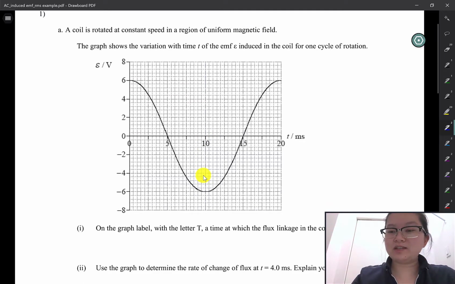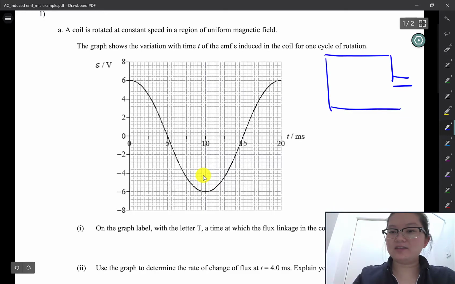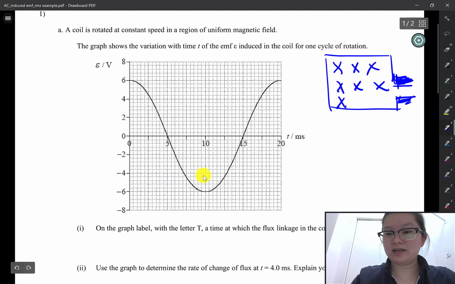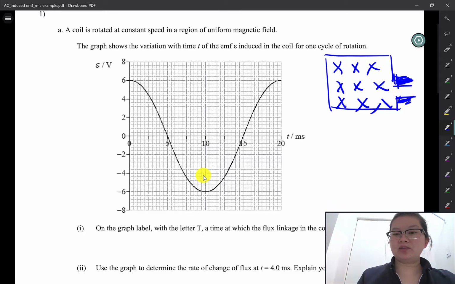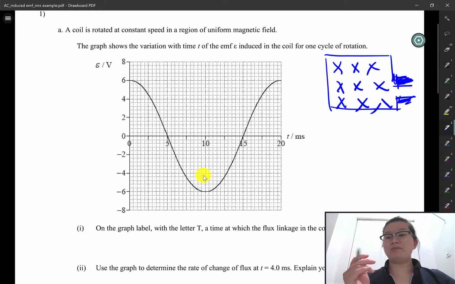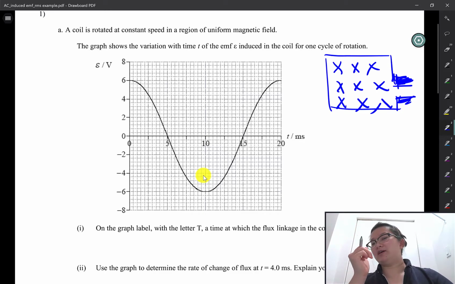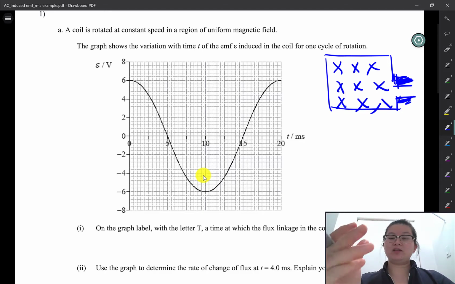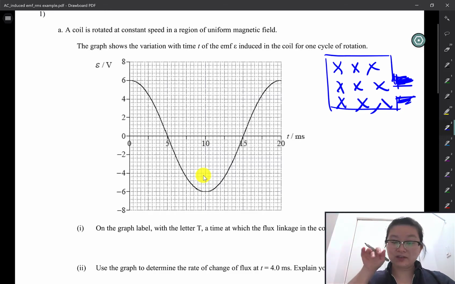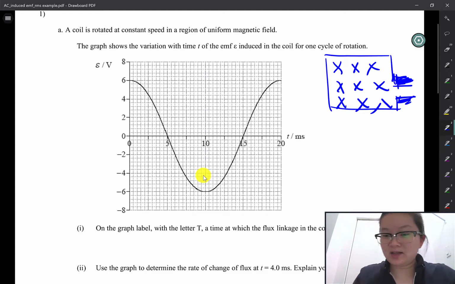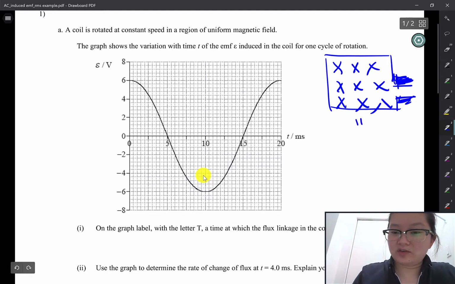When the flux linkage is at a maximum, it means that if this is my coil, my magnetic field lines intersect it directly perpendicularly like this, okay? So imagine you have a magnet into the page and a magnet outside the page, creating a magnetic field going into the page like this. This is going to achieve maximum flux, okay?